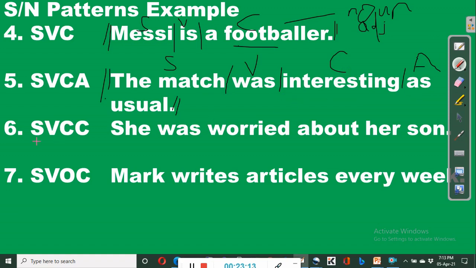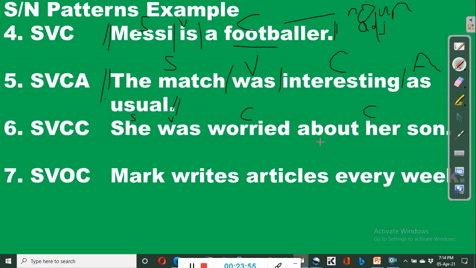So now the next pattern is SVCC, subject, verb, complement, complement. And again, here we see the subject is she, the verb is was, then the complement is worried, and another complement is about her son. Now here we see she was worried, she was worried. And there is another complement that will complete the meaning of this complement.